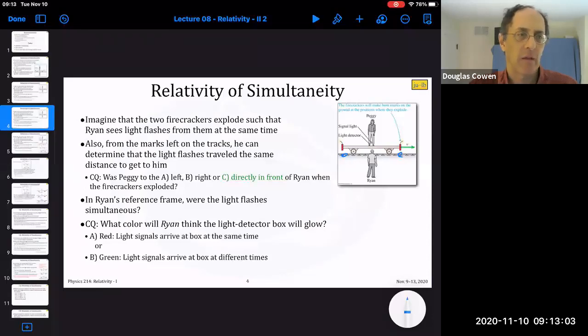So under those circumstances, what color will Ryan think the light detector box will glow? He knows they arrived at him at the same time, but he also knows that the light box itself is moving. Okay, get your answers in, please.